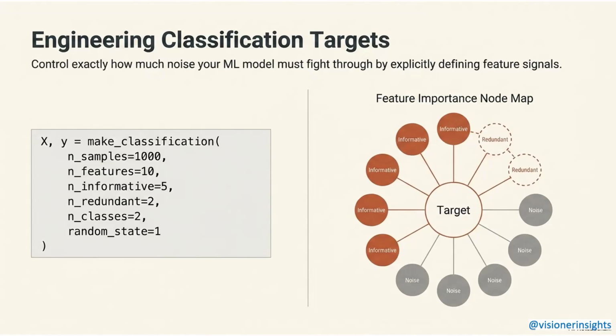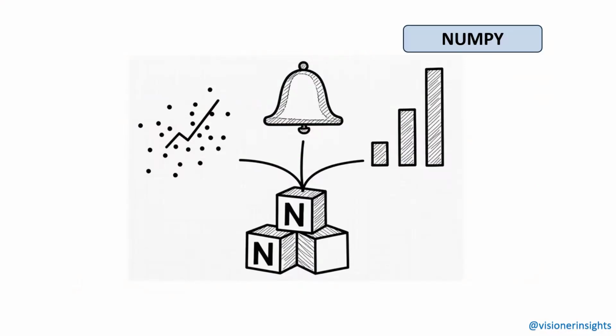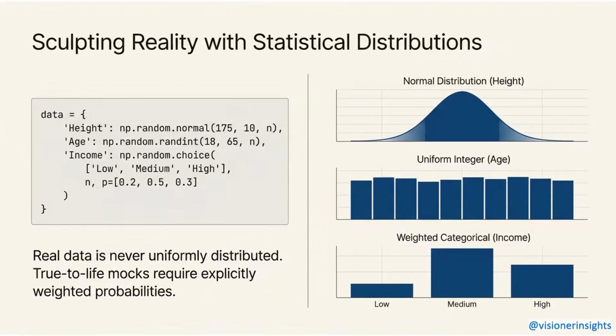Okay, tool number 2. Let's move on to the absolute foundation of everything we're doing, and that's NumPy. You know, if scikit-learn builds the complex structures, NumPy provides the raw materials. It's the engine that lets us create data that mirrors the statistical patterns of the real world.